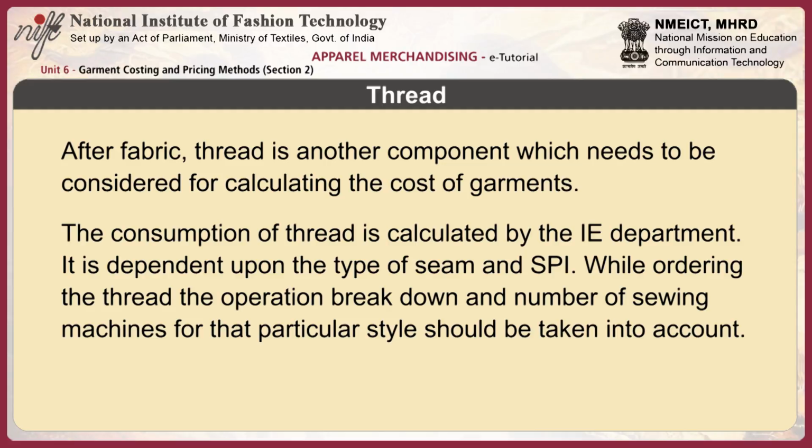So the thread consumption would depend on the type of seams used in the garment. It is also dependent on the SPI used in the stitching, that is, the number of stitches per inch is an important consideration. While ordering the thread, the operation breakdown and the number of sewing machines for that particular style should be taken into consideration. So while placing an order for the threads, we need to take into consideration the operation breakdown and the number of machines, etc.